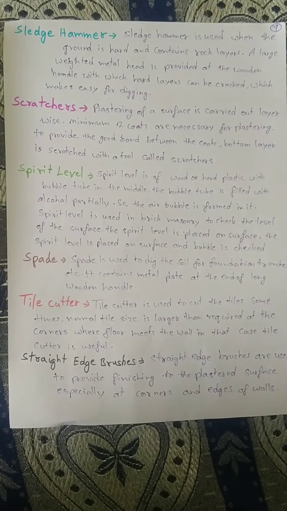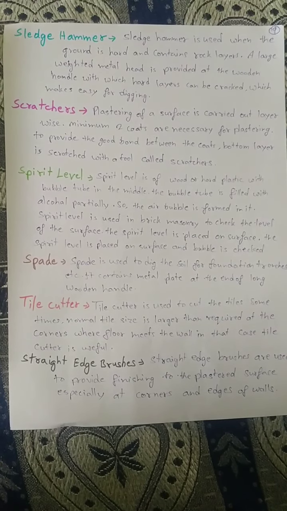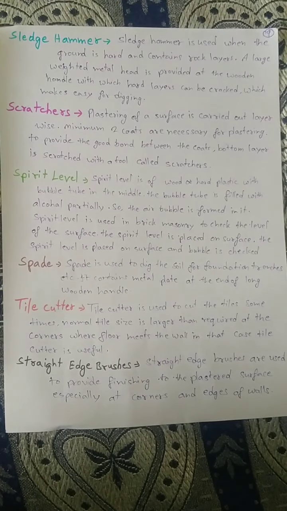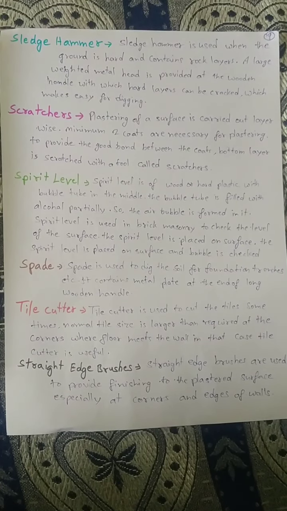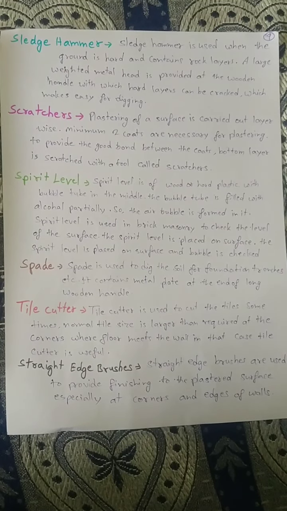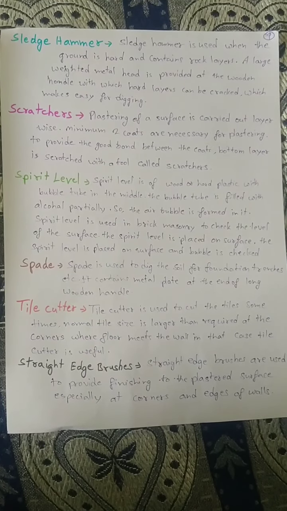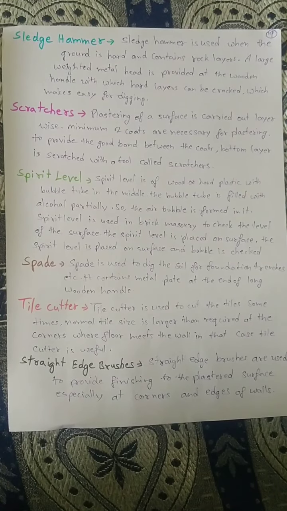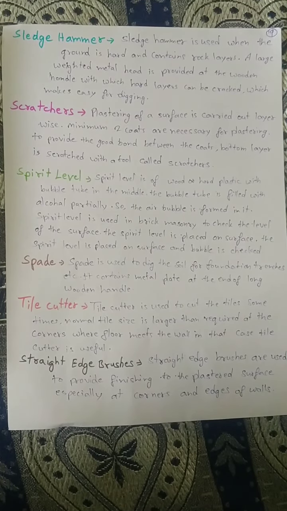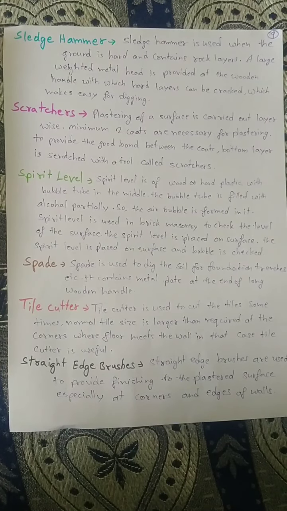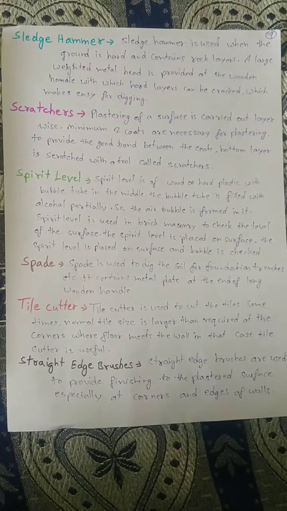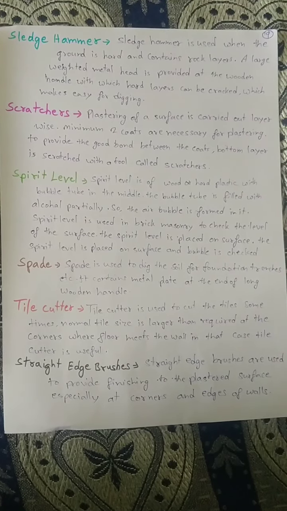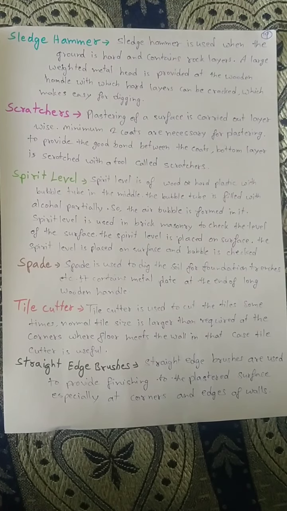Spirit level. Spirit level is of wood or hard plastic with a bubble tube in the middle. The bubble tube is partially filled with alcohol, so an air bubble is formed in it. Spirit level is used in brick masonry to check the level of the surface. The spirit level is placed on the surface and the bubble is checked.